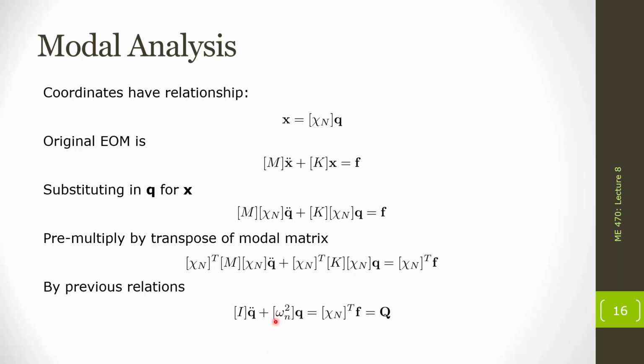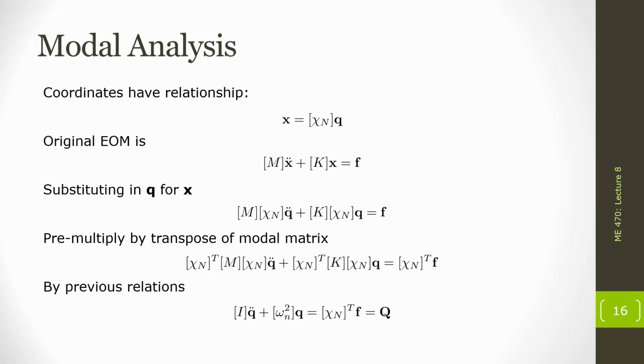So this omega n squared is a diagonal matrix, it's not a scalar. And then I is going to be the same size as q, a square matrix with the same number of rows and columns as we have entries in q. And then I'm going to call this chi n transpose times my forcing capital Q. Now again, if we have a free vibrating system, that's still going to be 0 on the right-hand side.